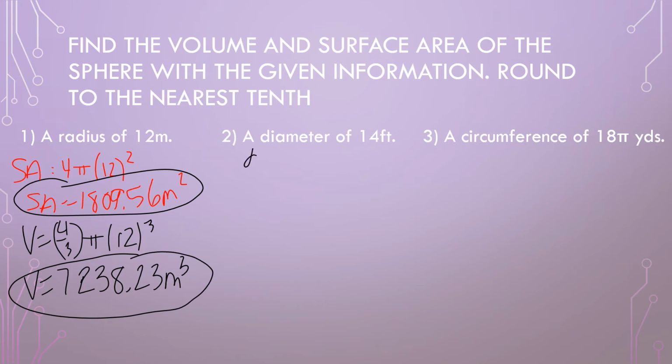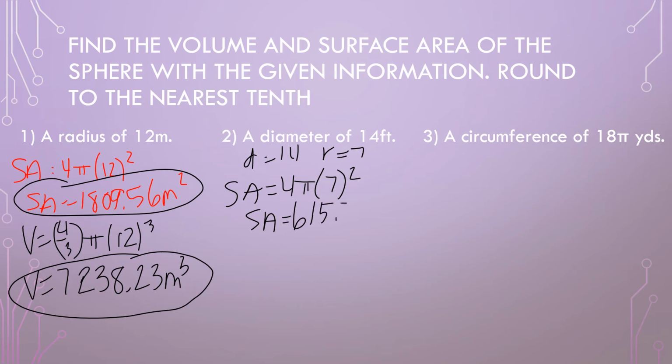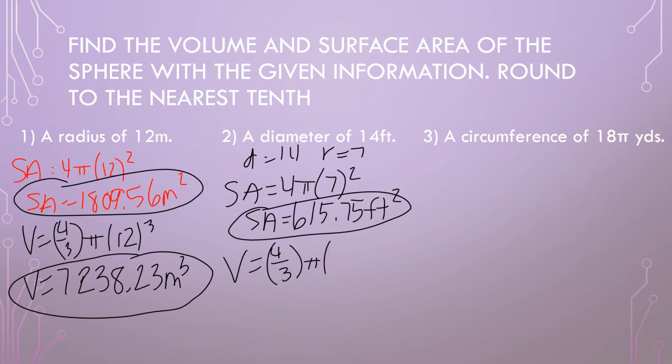For number 2, if your diameter is 14, your radius would be 7. So for the surface area, you'd have 4 pi times 7 squared, which would be 615.75 feet squared. For the volume, you have 4/3 times pi times the radius cubed, which would be 1,436.76 feet cubed.